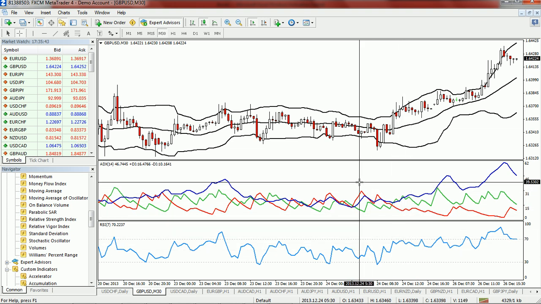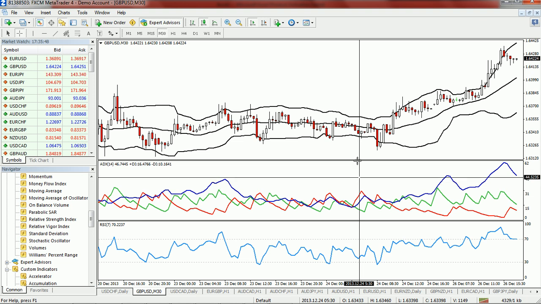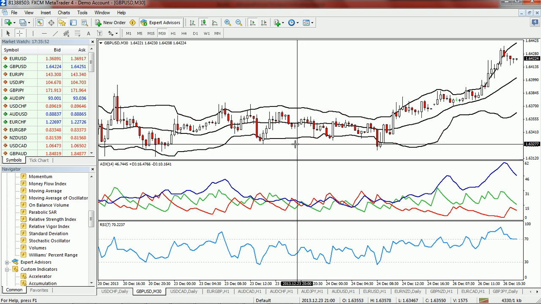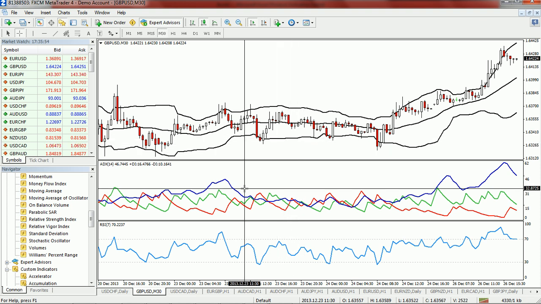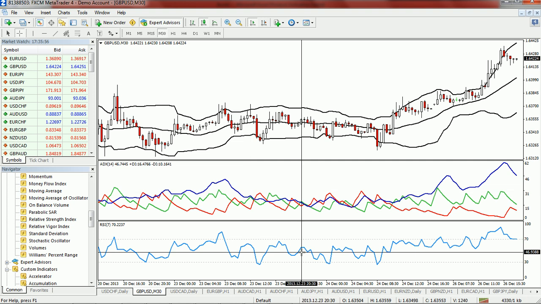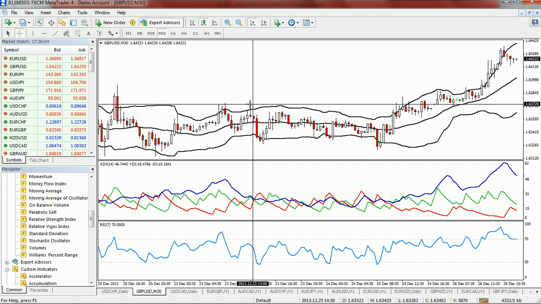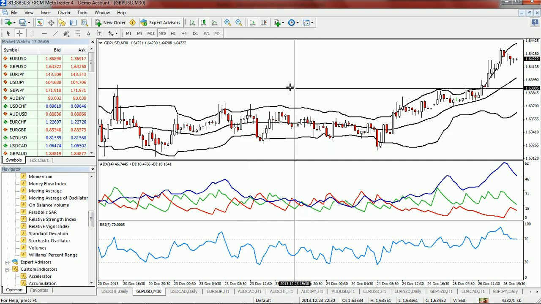So this is a very good strategy that you can use for forex trading. This is moreover a scalping strategy based on Bollinger Bands, ADX, and RSI indicator. Check this strategy and practice it for some time before you actually use it in your forex trading. Thank you.